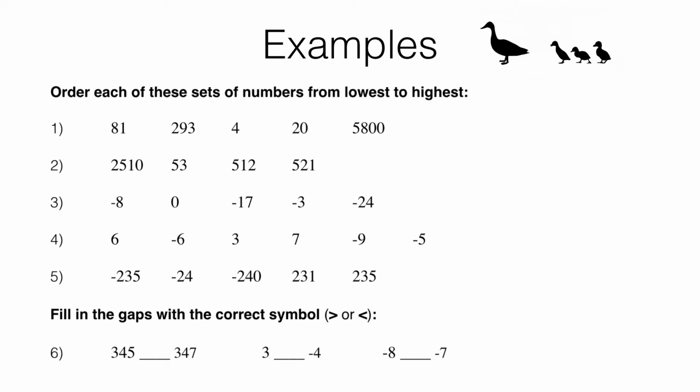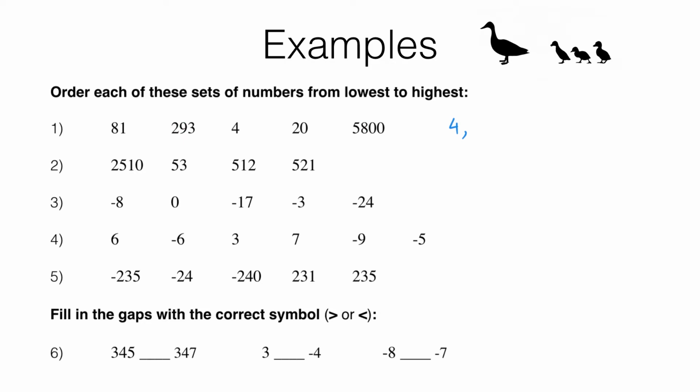Now, when we're dealing with integers, and particularly like in question 1 when we've only got positive integers, what we can instantly see is that the more digits you've got, the greater the number. That's one of the amazing things about our number system. So what we've got here is a 1-digit number, 2 2-digit numbers, a 3-digit number, and a 4-digit number. So straight away, I know that the least or the lowest is going to be 4. It's the only 1-digit number. I also know that the highest is going to be 5,800. It's the only 4-digit number, and that's the maximum number of digits in any of these numbers.